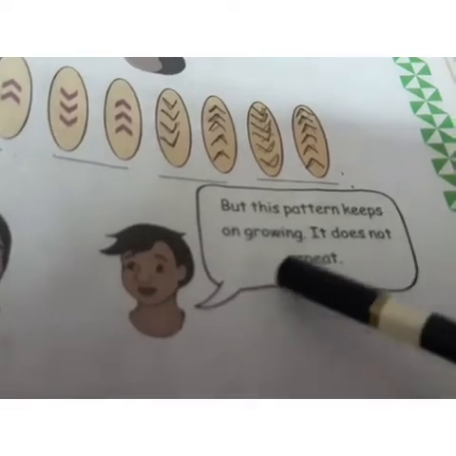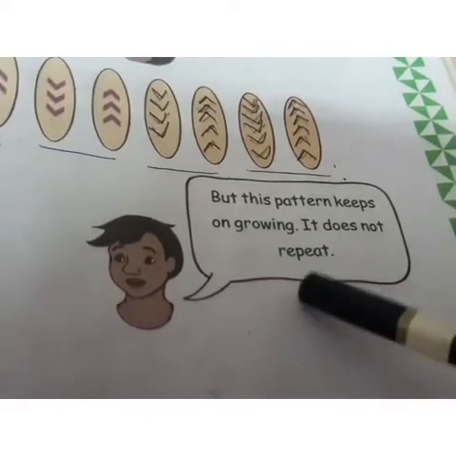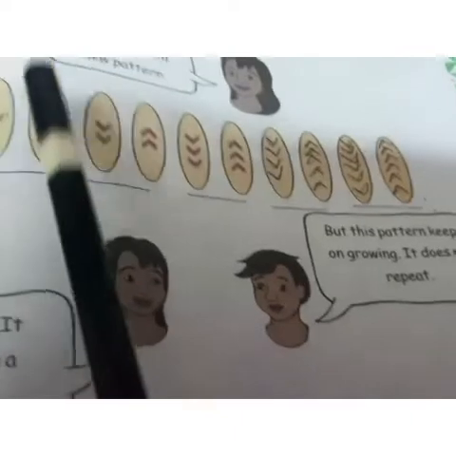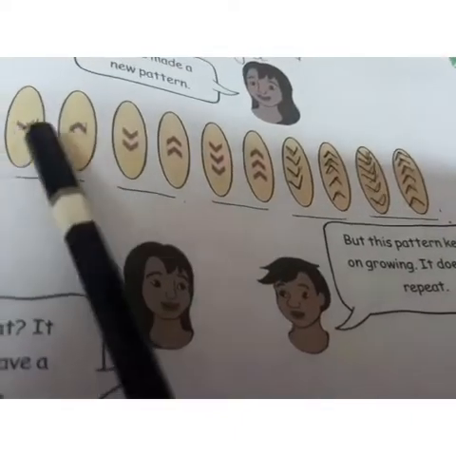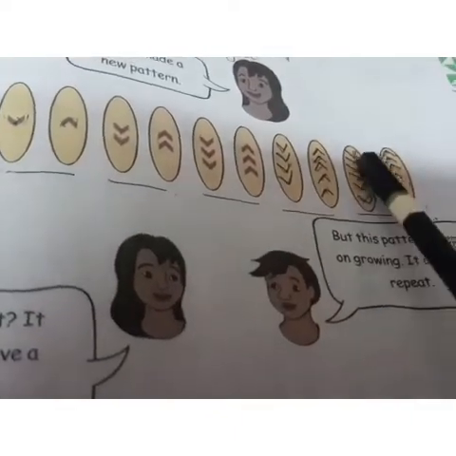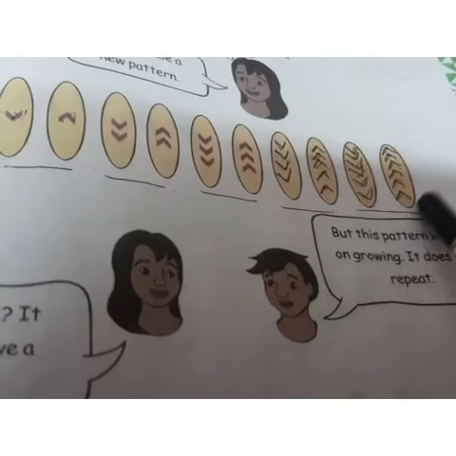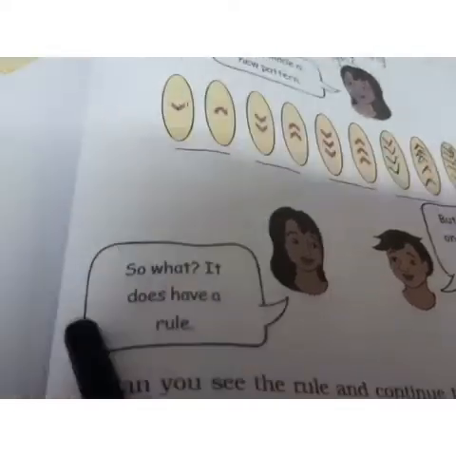But the pattern keeps on growing. It doesn't repeat. मतलब ये repeat नहीं हो रहा है कि जैसे 6 के बाद वापस 1 आया, ऐसा नहीं है. Continuously it has to grow. That means the number of the designs in this oval shape will keep on increasing. That is growing of pattern.